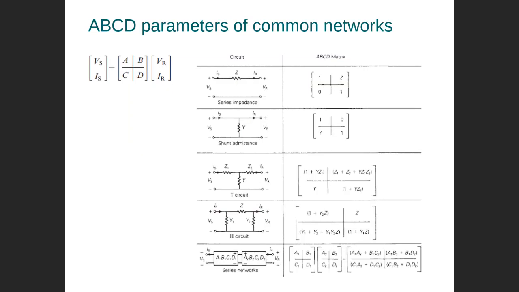Okay. Now, the ABCD parameters of common networks. If we have a network like this, a short transmission line, we can represent it this way: A, B, C, D. So what do we need to remember from this one? You need to remember these three. You don't need to memorize these two.